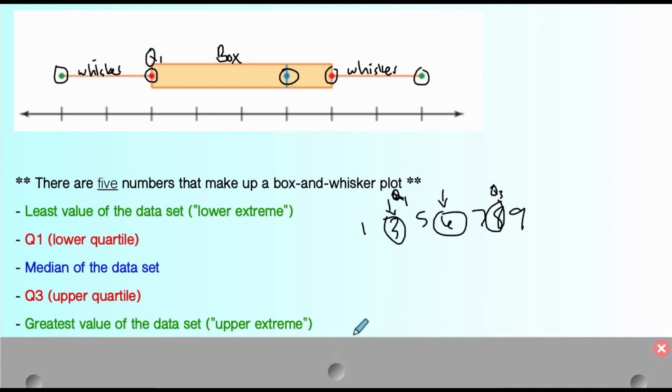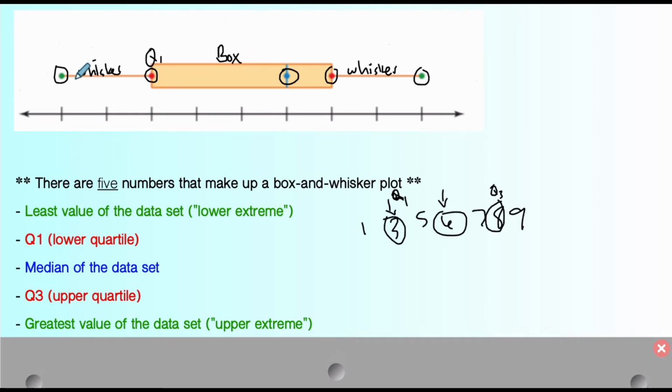Because it's the most extreme point on the upper side of the data. But the biggest number, so if you lined your numbers up from least to greatest, it would be the greatest number. So what we've talked about right now is this visual thing right here. This is a box and whisker plot.